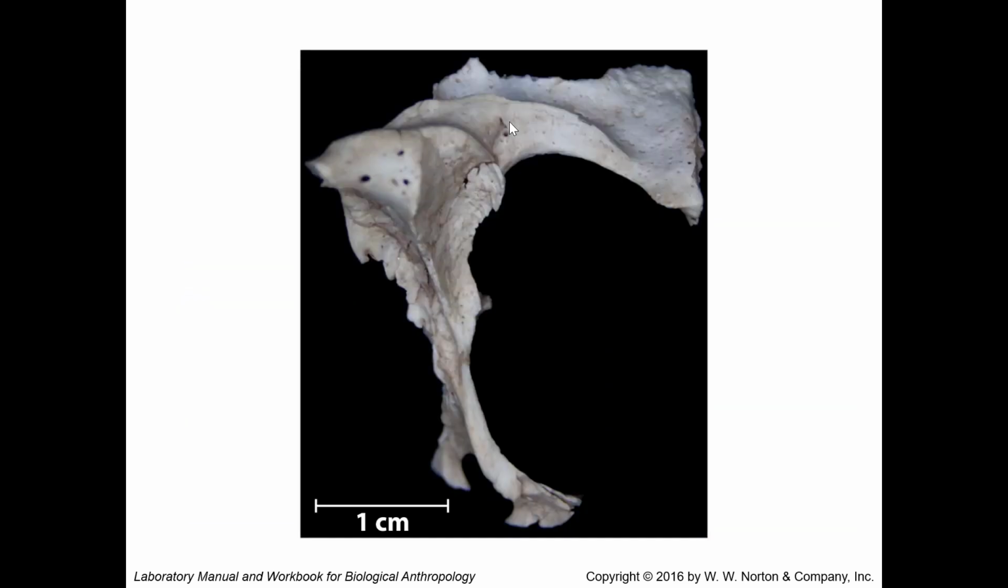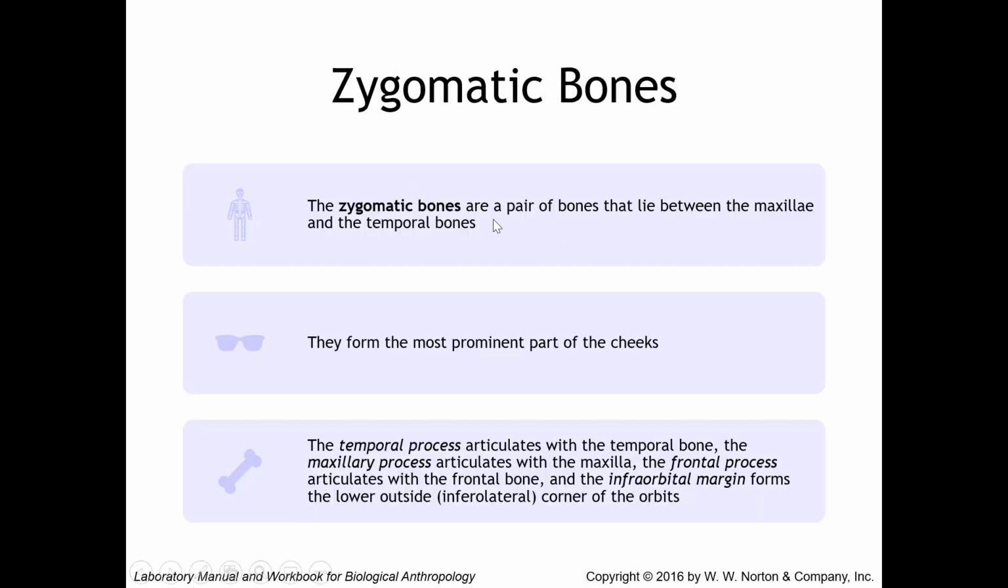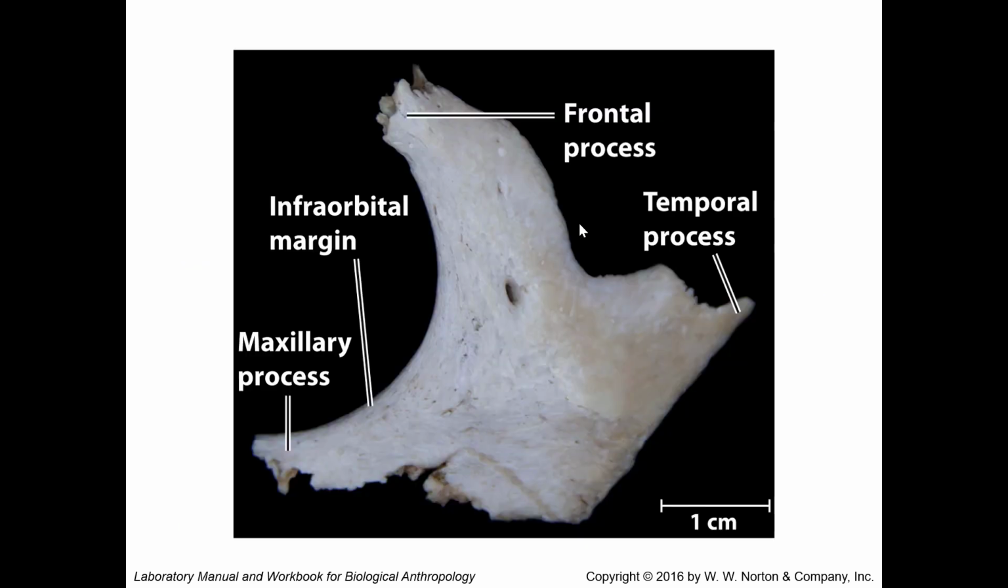After the palatine bones are the zygomatic bones. The zygomatic bones are a pair of bones that lie between the maxillae and the temporal bones. So again, I'm going to go to the picture while I describe the bones. This is an anterior view of the left zygomatic bone. They form the most prominent parts of the cheeks. So if you feel your cheekbones, right, you are feeling your zygomatic bones.